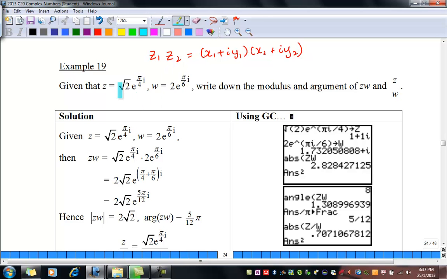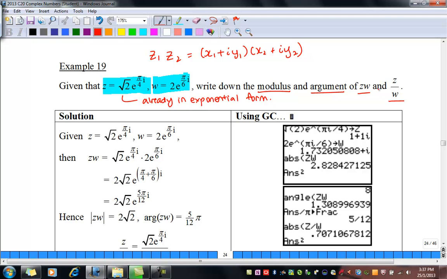So suppose the question was so kind as to give me the two complex numbers already in exponential form, and I was asked to compute the modulus and the argument of zw and z over w. Now using our previous knowledge, it would have been most troublesome and tedious. I would have had to expand this whole thing and then go on to calculate the modulus and argument. But now that I have the exponential form, I can just take zw to be z times w, and I know I can work it out this way.